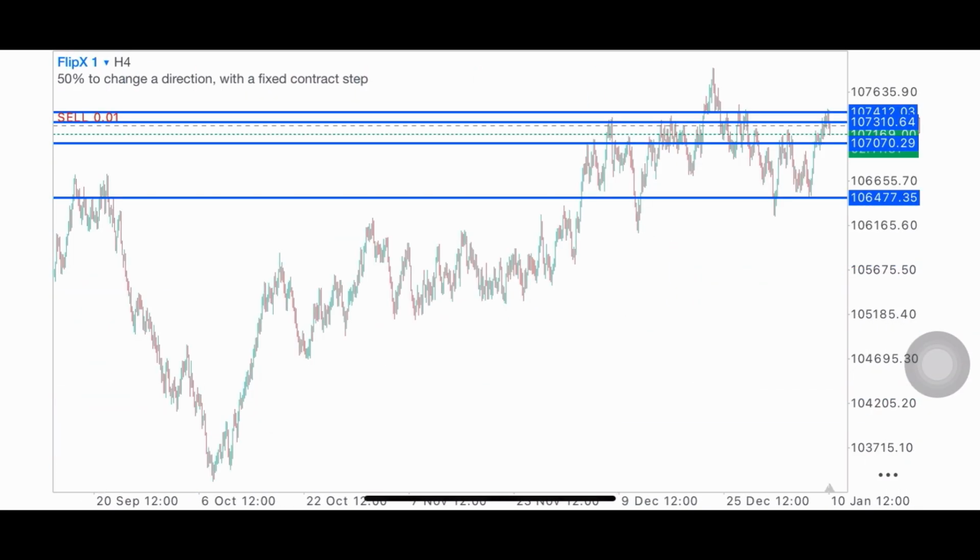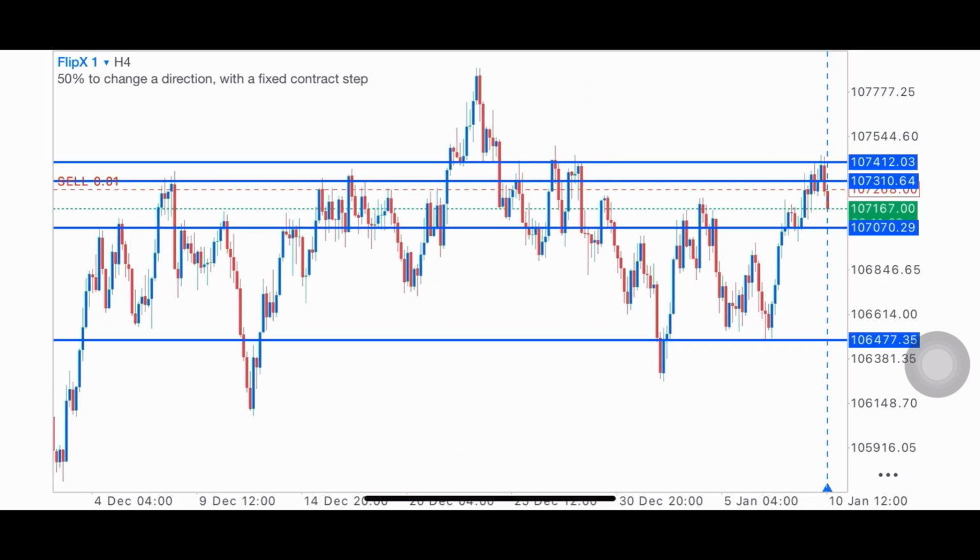So this is the easy way to trade your Flipx1 synthetic indices on World Trade.